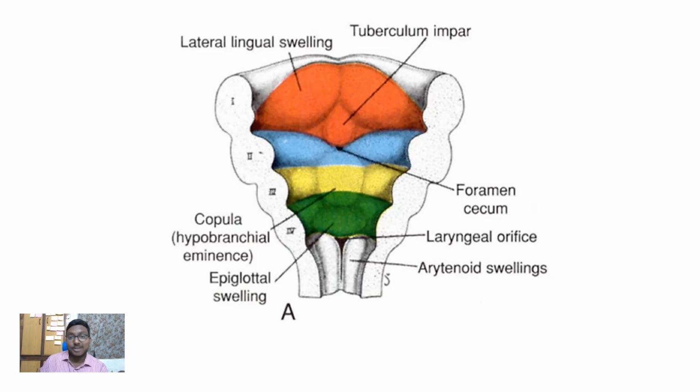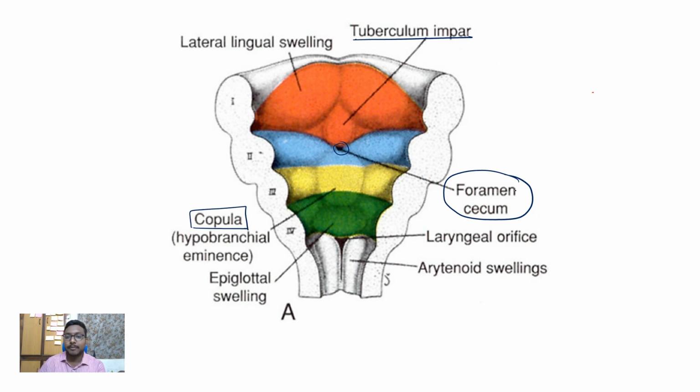So the story of thyroid gland begins from a structure called foramen cecum. As you can see here, foramen cecum is an important structure present between tuberculum impar. So this is the foramen cecum. This is a small hole present between two important structures. One is tuberculum impar and another one is copula.